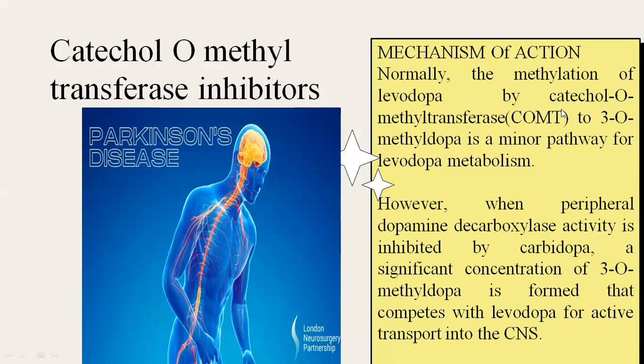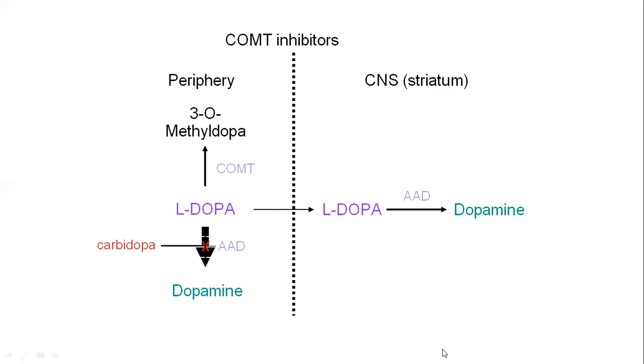Normally, levodopa is metabolized by catechol-O-methyltransferase to 3-O-methyldopa, and it's a minor pathway. However, when peripheral dopamine decarboxylase activity is inhibited by carbidopa, a significant concentration of 3-O-methyldopa is formed that competes with levodopa for active transport into the CNS. We have already discussed that. So what happens if we give COMT inhibitors like tolcapone? There is a lesser formation of methyldopa.